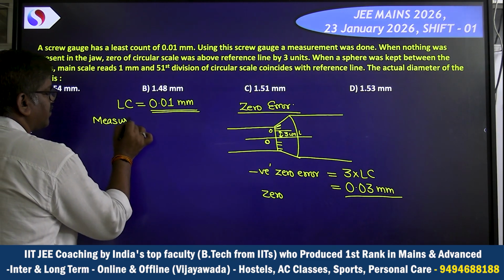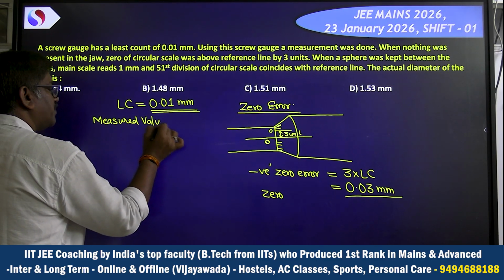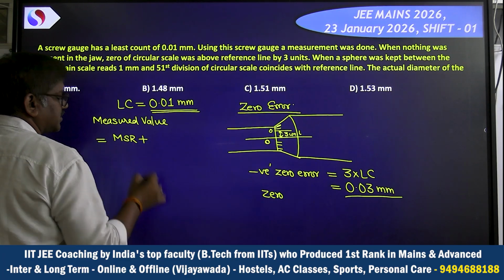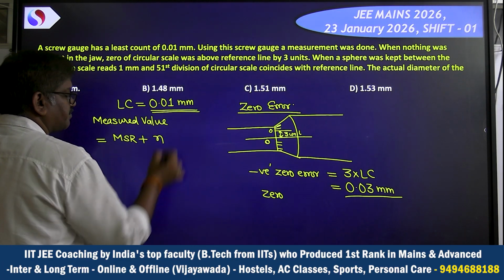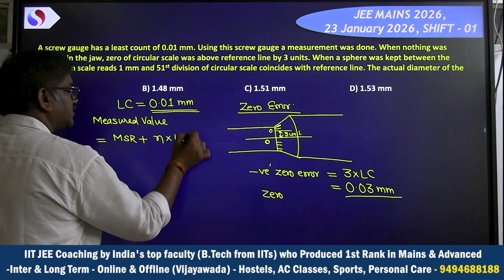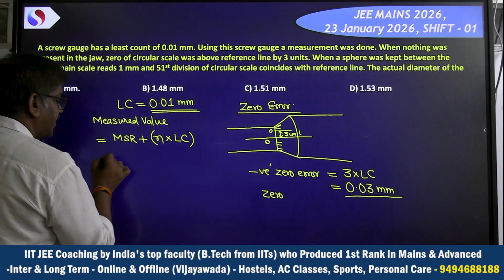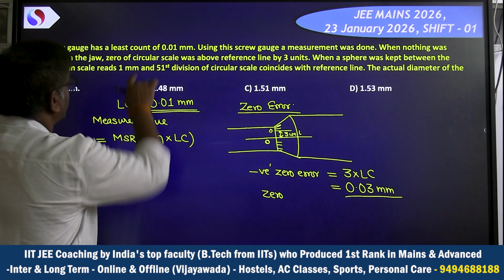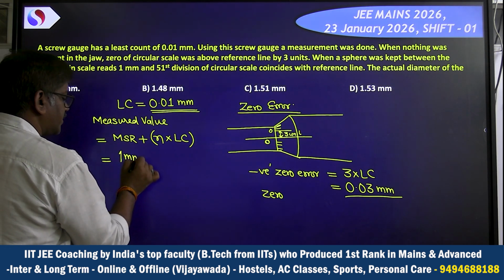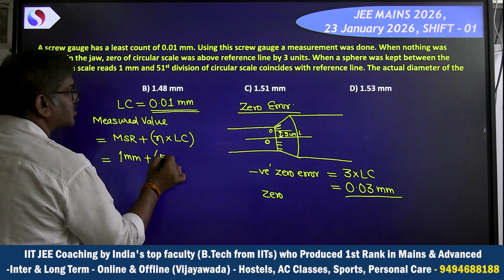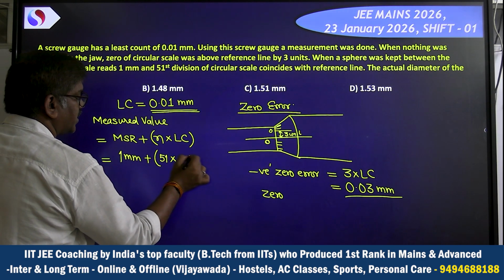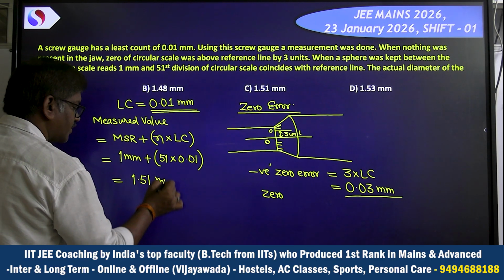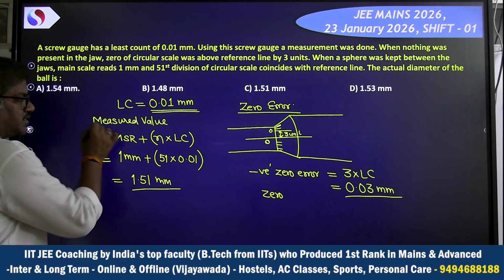So what is the measured value here? You know that the measured value is given as the main scale reading plus the coinciding division into the least count, that is the vernier scale reading. Main scale reading is 1 mm, and 51 divisions are coinciding, into the least count 0.01. So I am going to get 1.51 mm. This is the measured value.